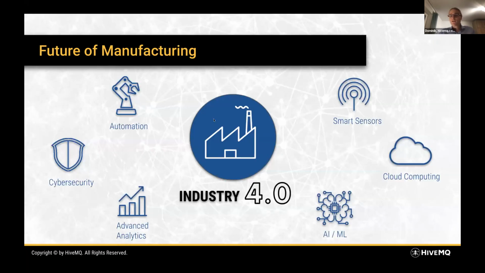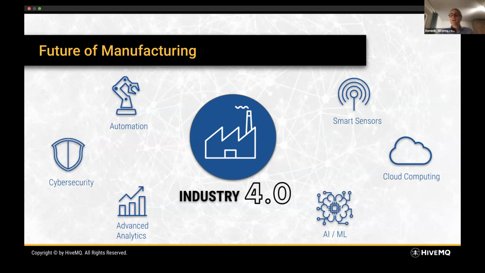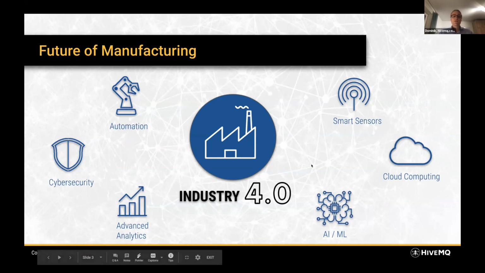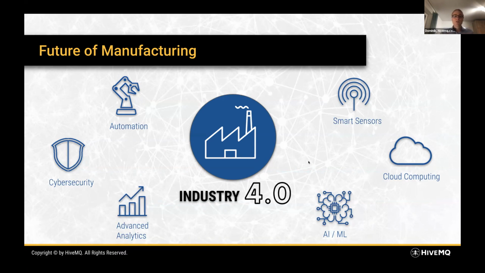So the manufacturing industry is undergoing a change, and there are many buzzwords, like Industry 4.0, which we see in Europe a lot, or industrial IoT in general. And there is a lot of things that are happening. So, for example, the rise of AI and machine learning is something people want to leverage, as well as cloud computing, cybersecurity, automation, and smart sensors. There are a lot of things happening here.